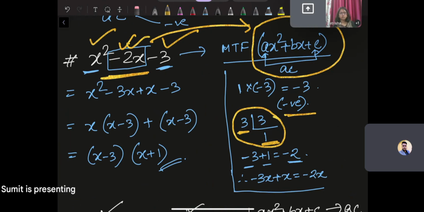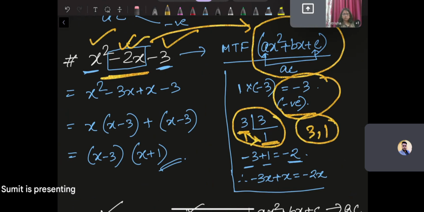What I have said is that according to the sign of the multiplication over here, since I have got negative, that means by subtracting the factors that we have got over here, 3 and 1, we will subtract them to get the middle term. If it was positive, then we should add the factors to get the middle term. We have to use that concept.